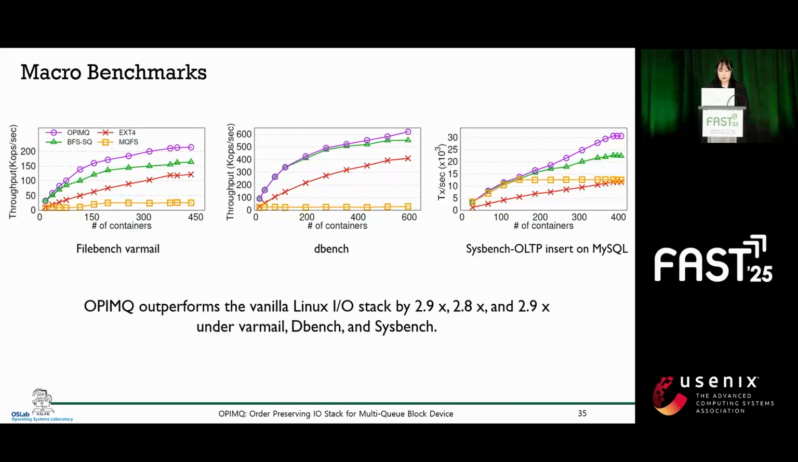For the macro benchmark, we evaluate OPIMQ in a cloud environment using Filebench varmail, dbench, and sysbench OLTP insert. We measure IOPS while increasing the number of running containers to assess scalability. OPIMQ outperforms the vanilla Linux IO stack 2.9 times in varmail, 2.8 times in dbench, and 2.9 times in sysbench.